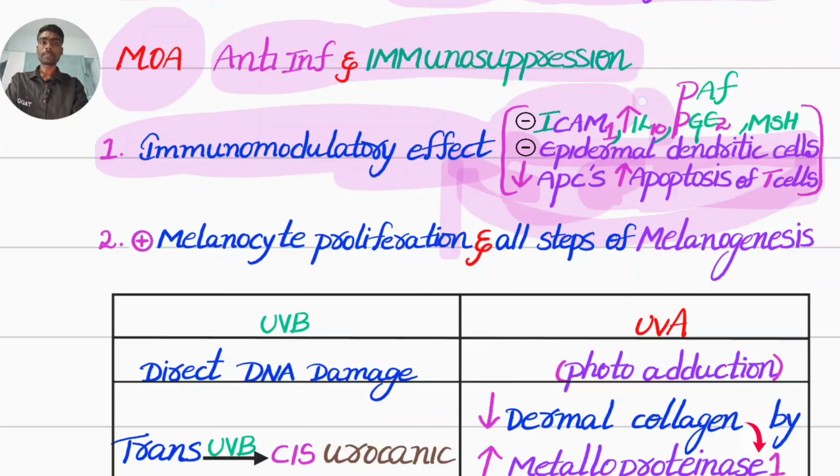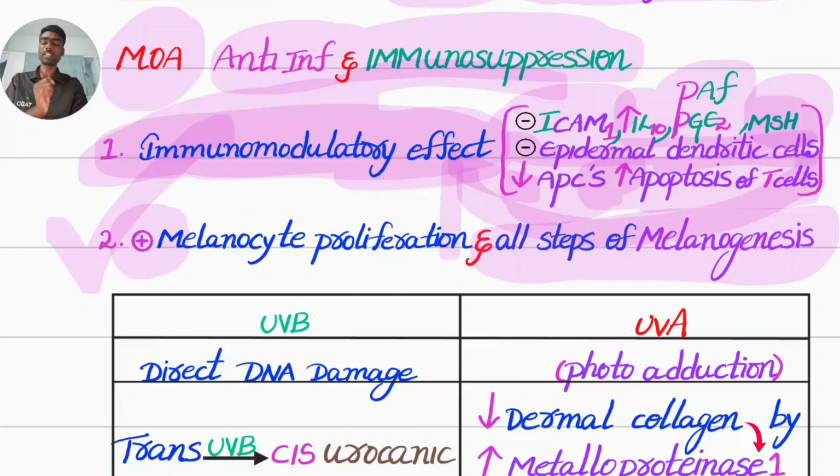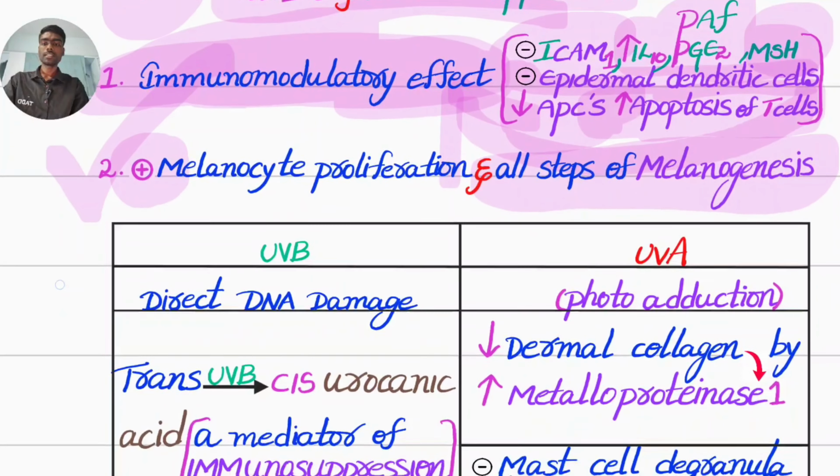It stimulates interleukin 10, prostaglandin E2, platelet activating factor, and melanocyte stimulating hormone, ultimately leading to the immunomodulatory effect of both narrowband UVB and PUVA. Another common mechanism of action is stimulating melanocyte proliferation. If it is a T cell or mast cell, it will lead to apoptosis. If it is a melanocyte, it will stimulate melanocyte proliferation. And also, all steps of melanogenesis will be stimulated with these therapies.